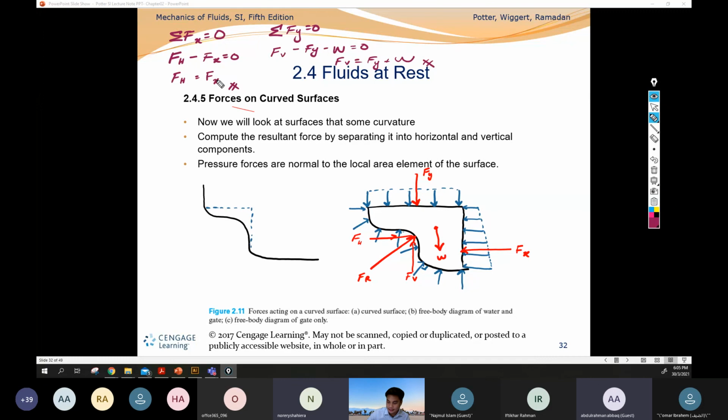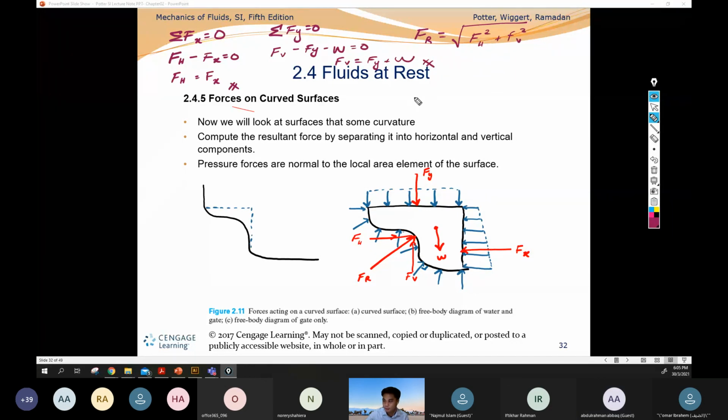The last part is that if you want to find the resultant force, just put it this way. Fr is equal to the square root of Fh squared plus Fv squared. This is the magnitude of the resultant force. If you want to find the angle, for example, this is angle theta, just use the tangent rule. Tangent theta equals Fv over Fh. It's very simple.